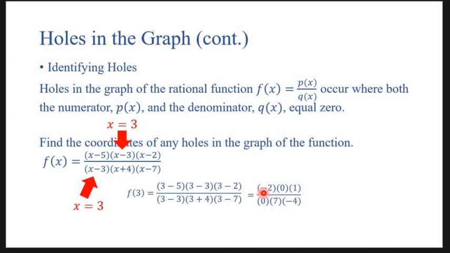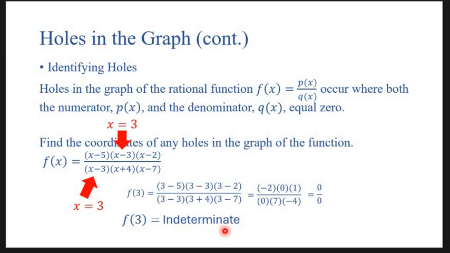When I multiply all the numbers on top, negative 2 times 0 times 1 is 0. When I multiply all the numbers on the bottom, 0 times 7 times negative 4, also 0. So I get 0 divided by 0, which is interesting because if you have 0 divided by something, usually that's equal to 0. But division by 0 is undefined. It's not exactly clear what this is equal to. This is actually what we call an indeterminate form.